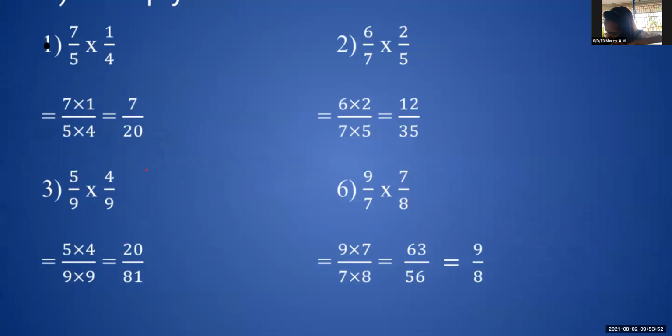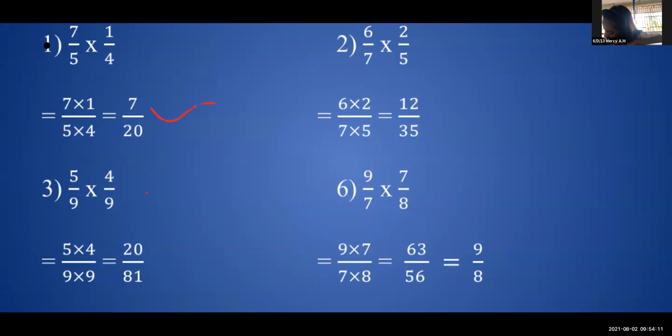See, in the first sum it is given 7 upon 5 multiplied by 1 upon 4. You have to multiply 7 by 1 and 5 by 4. So 7 into 1 will become 7 and 5 4s are 20. So in the simplest way you are going to solve it, 7 by 1 and 5 by 4.